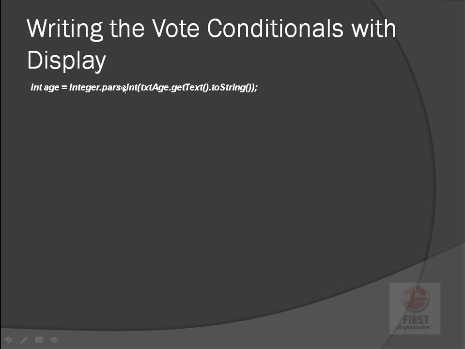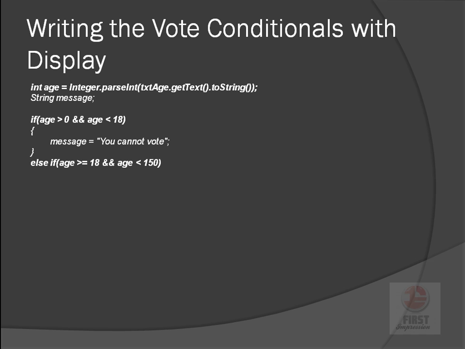The function parseInt will take a string as input, convert that string into an integer and give it to you as output. Okay, so we have got age over here. The remaining part is very easy. You have to have a message, String message. Then you say if age is more than 0 and age is less than 18, then message is you cannot vote. Else if age is more than or equal to 18 and age is less than 150, you can vote. Else you will say invalid age.